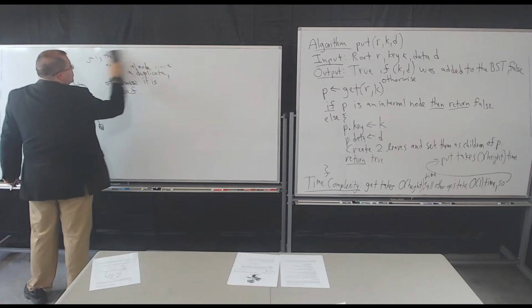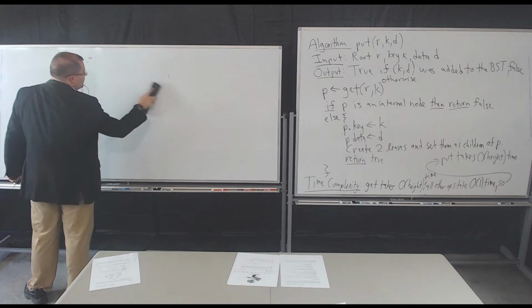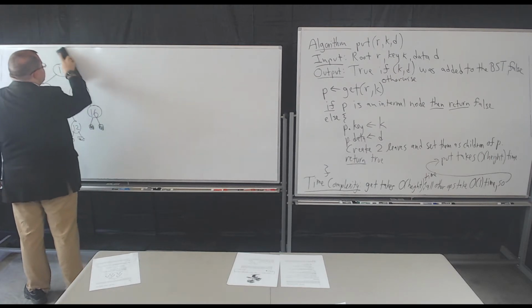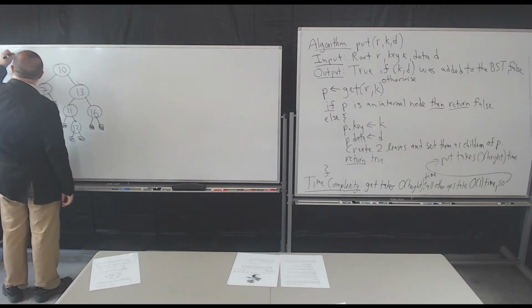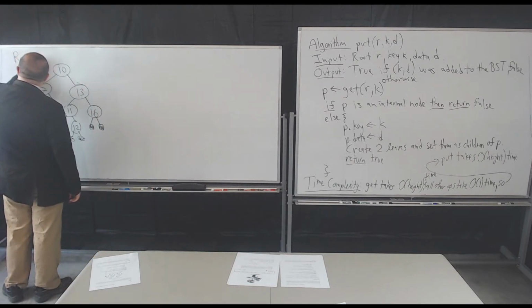How about if we want to remove records from the binary search tree? Now I'm going to adopt a very similar convention again. I'm just going to return the node itself.